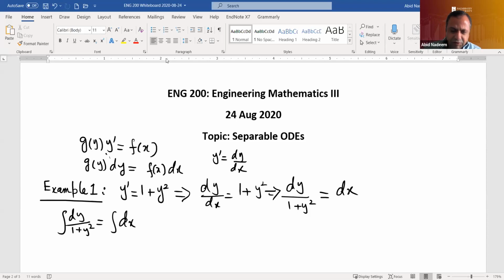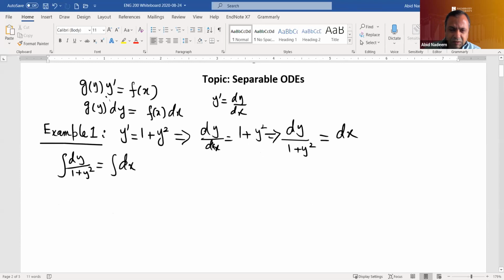For this integration, the right-hand side is simple because it is 1, and as you can immediately tell, its integral will be x. However, on this side, it is 1 over 1 plus y square. You may or may not remember the formula, but generally this type of integration we perform using trigonometric substitution. So for the integration on the left-hand side, I do a trigonometric substitution.